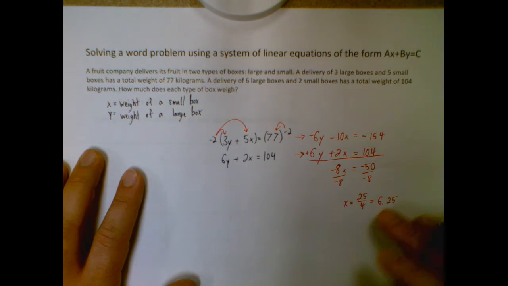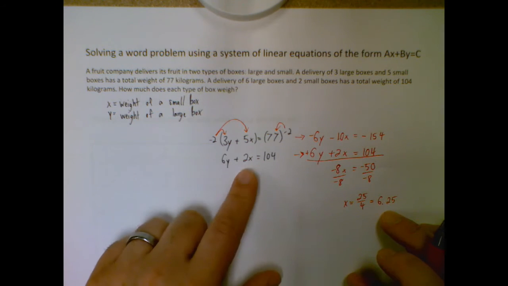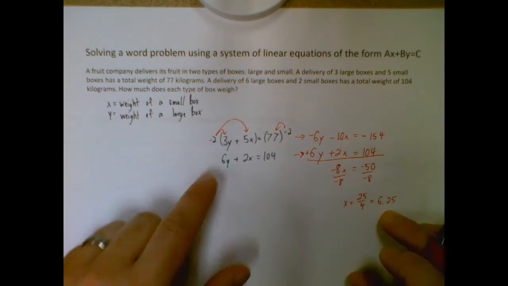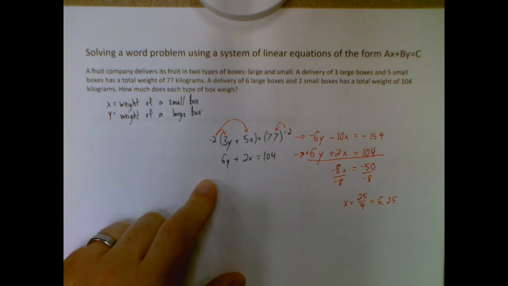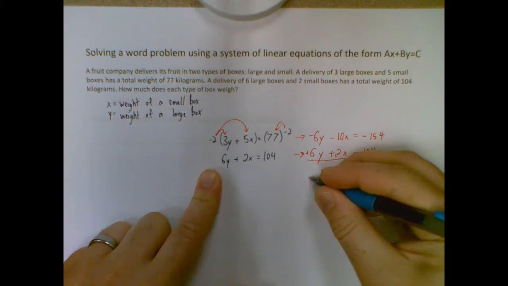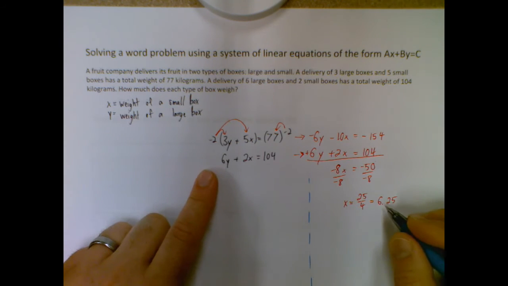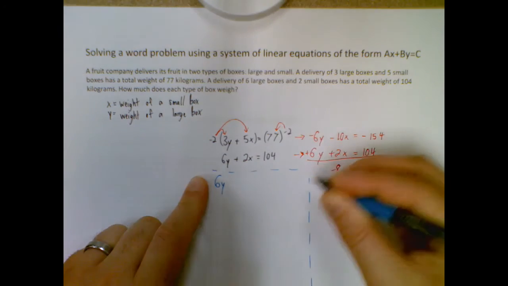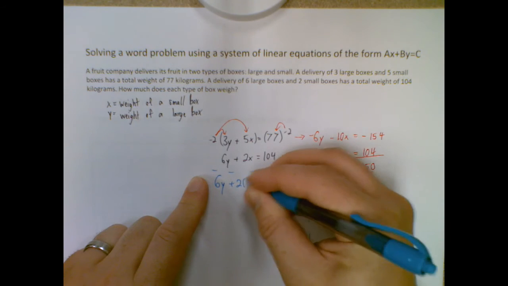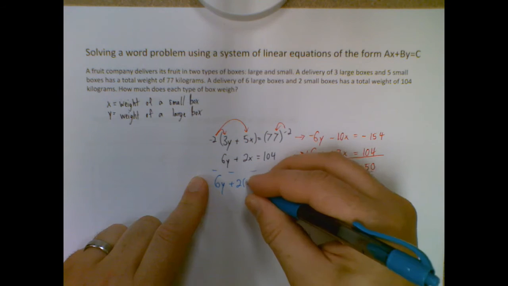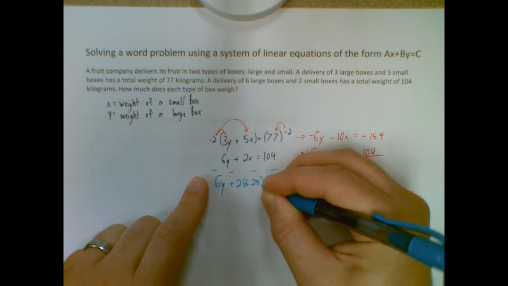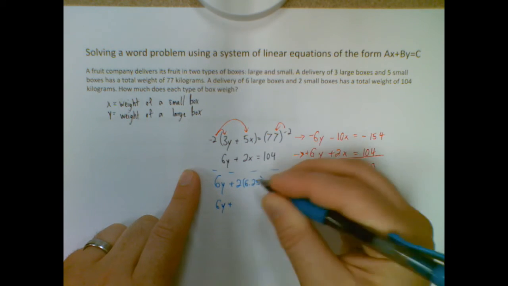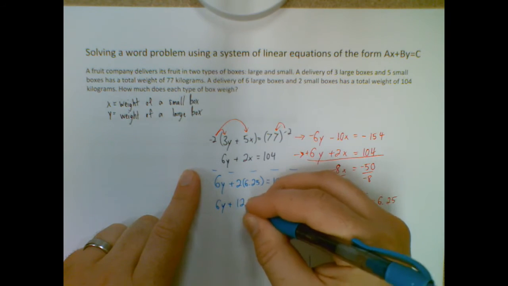Okay, so now I can take that and plug it back into one of my equations. I think I'm going to use the second one just because I didn't have any manipulation there, so that might make it a little bit easier on me visually. But mathematically it shouldn't make any difference. So I'm plugging that in for x, so I have 6y plus 2 times my x value of 6.25 equals 104. So I'll multiply these together, which should end up with 12.5.